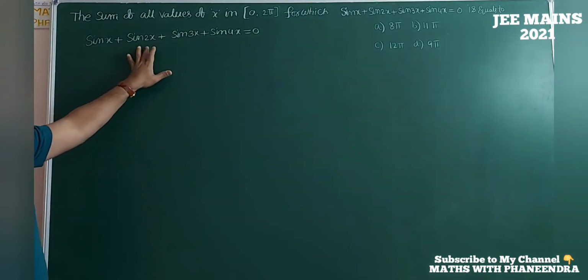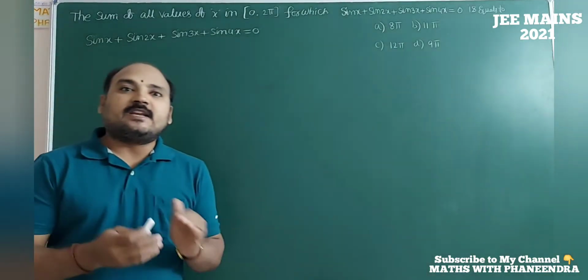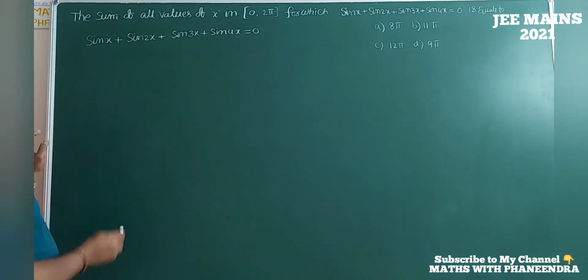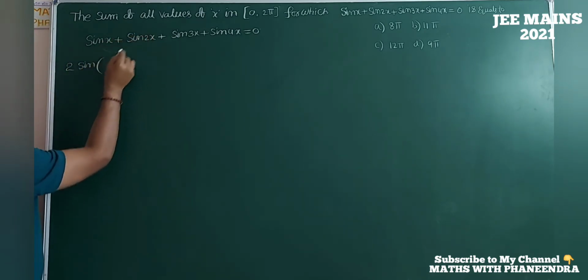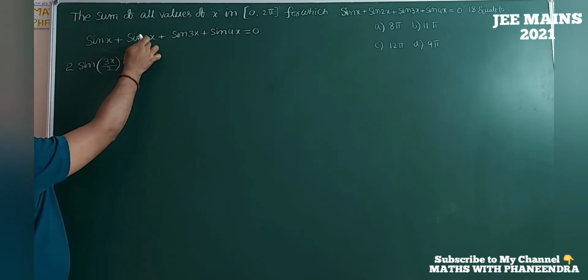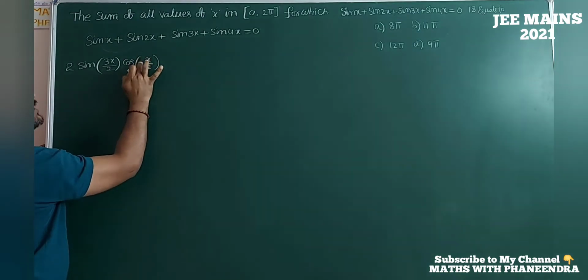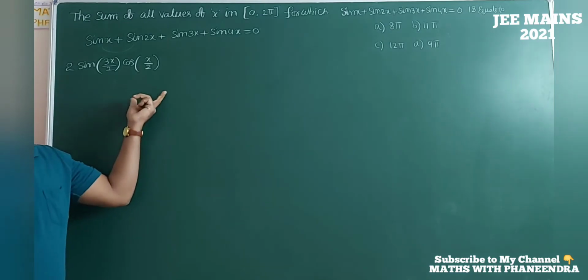For the first two terms, you have to apply the sin c plus sin d formula: 2 sin of (c plus d) by 2 into cos of (c minus d) by 2. This is the formula. So for the first two terms, 2 sin of (x plus 2x) by 2, that is 3x by 2, cos of (x minus 2x) by 2, so minus x by 2. Cos of minus theta is cos theta, so I am writing plus directly. Generally cos of minus x by 2 will come, but cos of minus theta is cos theta.